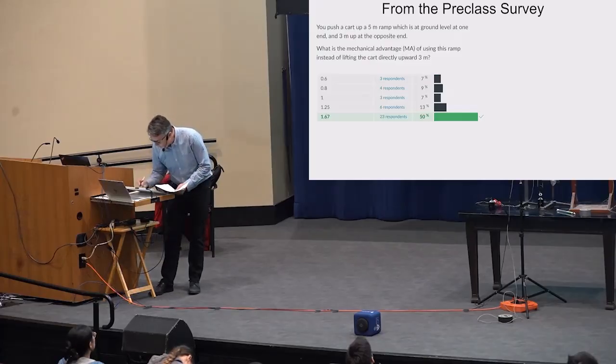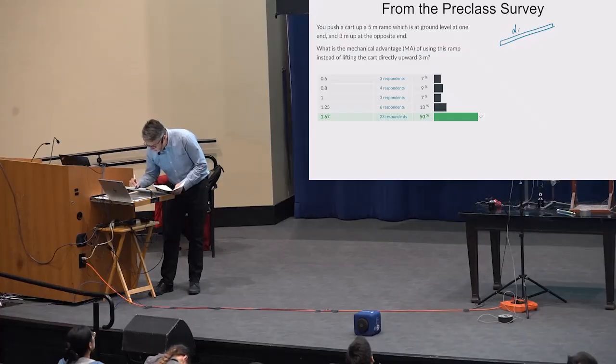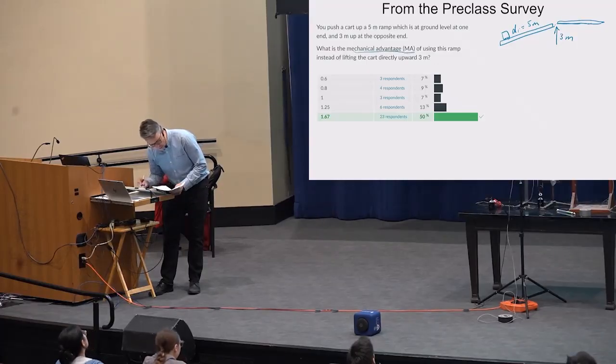From the pre-class survey, we talked about actually just using a ramp. So if you use a ramp that has some distance, d input is equal to 5 meters, and you push a cart up the ramp to get maybe into the back of a truck or something, you could have just lifted it up 3 meters, because that's the total distance that you went up. So what is the mechanical advantage of using this ramp? Here's your angle theta or something.